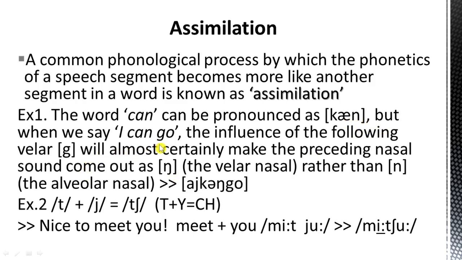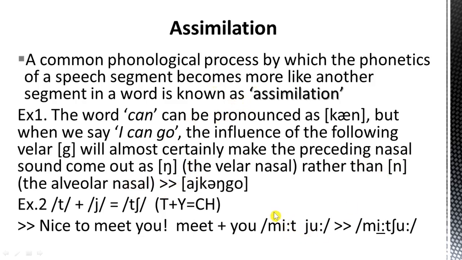But when you say "I can go", would you pronounce can like a single word by itself? This one we could see another adjustment of the sound, like "I can go". We could see the influence of the following velar g, where the g consonant sound, which we call velar, will almost certainly make the preceding nasal sound come out as ng.